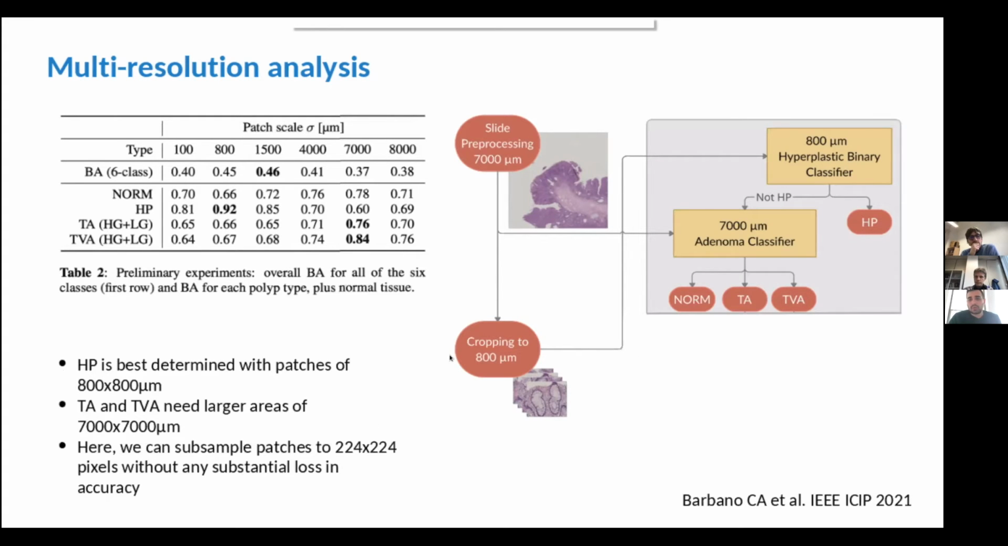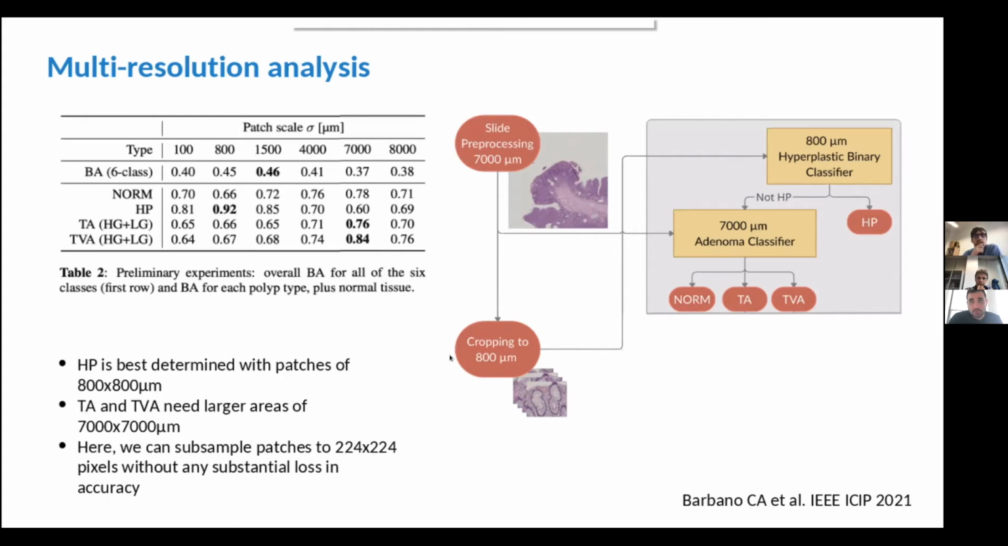So first of all, we start from the easiest task, which is classifying hyperplastic polyps. And this can be done at various sizes. So we chose the 800 micrometer square patches because it's a reasonable balance between image size and features in the image. Once we determine that an image is not a hyperplastic polyp, we then look for tubulovillous or tubular adenomas.